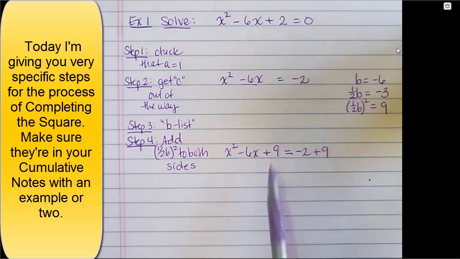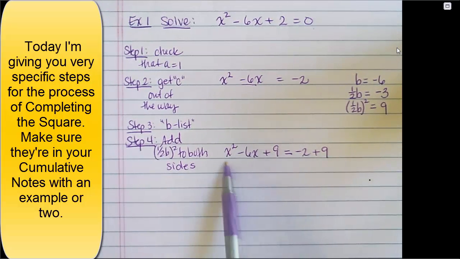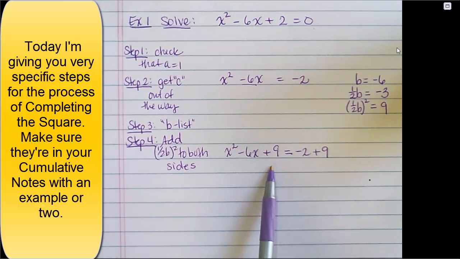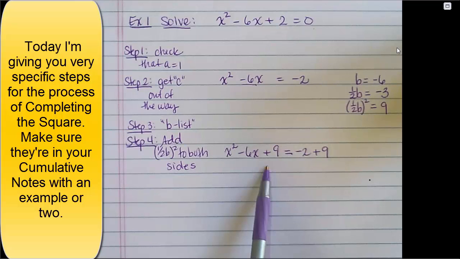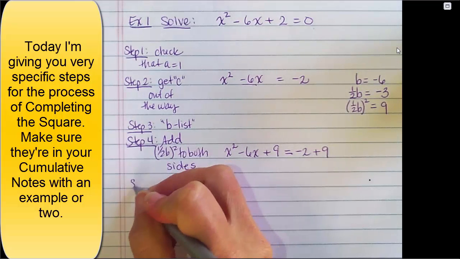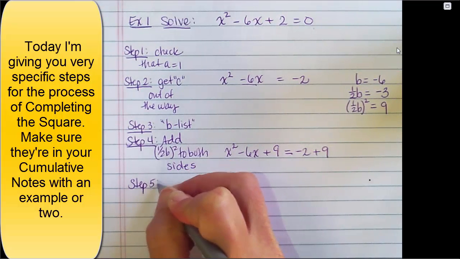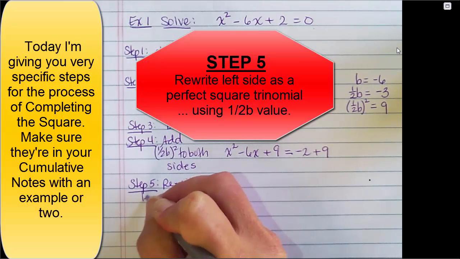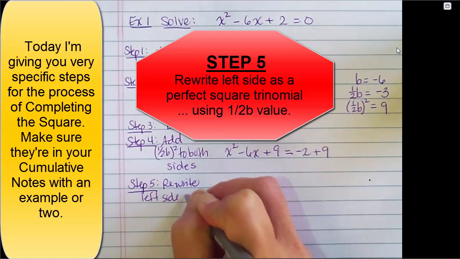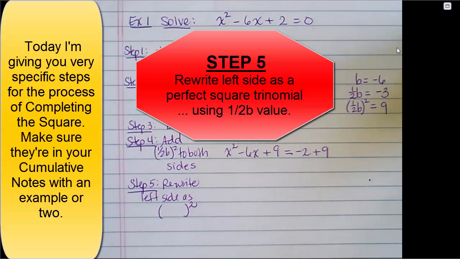So again, the reason we completed the square is that this side is now a perfect square trinomial. If I asked you to factor it, and I'm not going to, but if I did, you would get x minus 3 times x minus 3. Well, we can actually skip the factoring step and rewrite the left side as its perfect square trinomial.